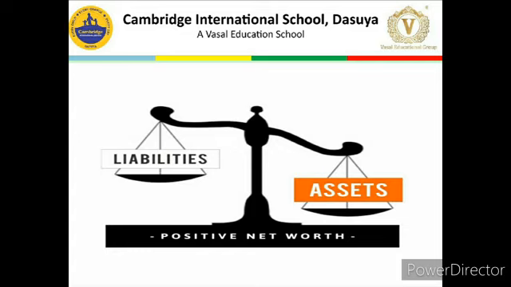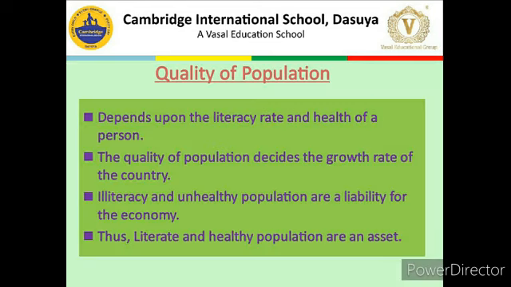The simple basic answer to this question is, population can be turned into an asset if we work on the quality of the population. Now let's understand the term quality of the population. Actually, quality of the population depends upon the literacy rate and the health of a person. Health and literacy rate can be indicated by skill formation and life expectancy. Skill formation acquired by the people of the country. The quality of the population ultimately decides the growth rate of the country. Illiterate and unhealthy population are a liability for the country, while literate and healthy population are an asset for the economy. In our next video lesson, we are going to study this topic in detail.